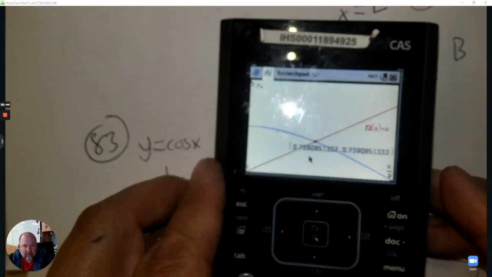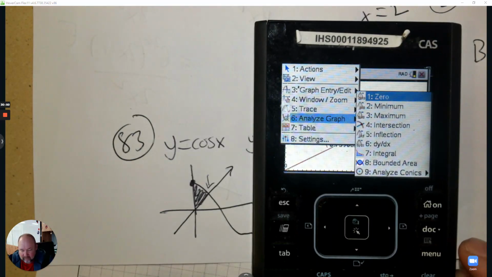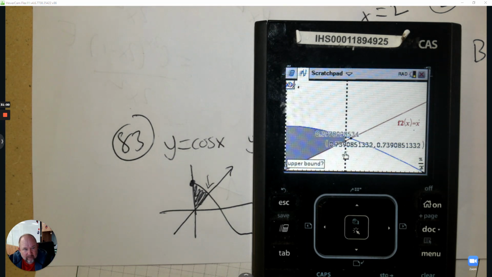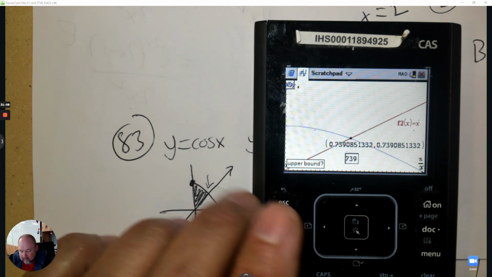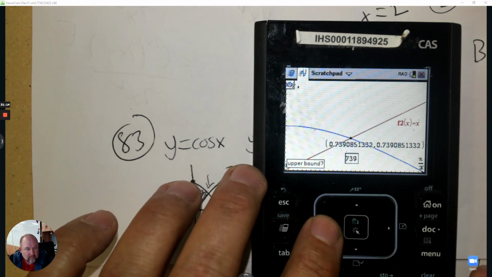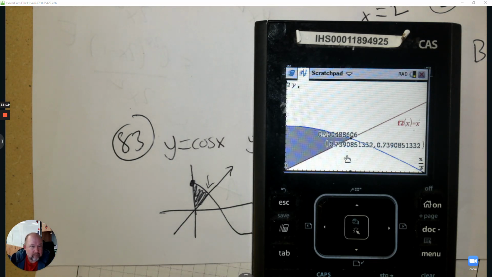And so off the graph here, we're going to go menu. We're going to analyze, and we're going to find area bounded. So that's number 8. And then it goes from 0. So just type in 0. Press enter. And we're going to go to 0.739. So 0 to 0.739, and the answer is there.